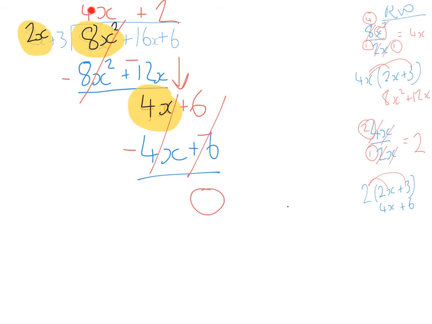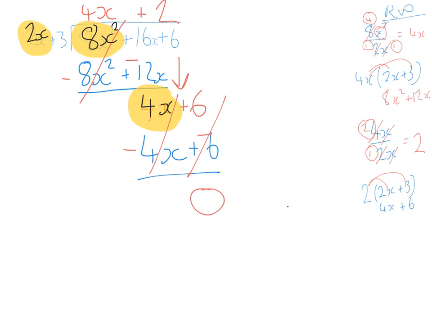And then I have to multiply that 4x by everything outside the bus stop, so by 2x plus 3. So I did that over here. 4x multiplied by 2x plus 3 gives me 8x squared plus 12x. I then write this down over here, directly underneath my other terms. So I have 8x squared plus 12x. At this point I change the sign. So 8x squared becomes minus 8x squared, and plus 12x becomes minus 12x. 8x squared minus 8x squared cancels, and 16x minus 12x leaves me with 4x.